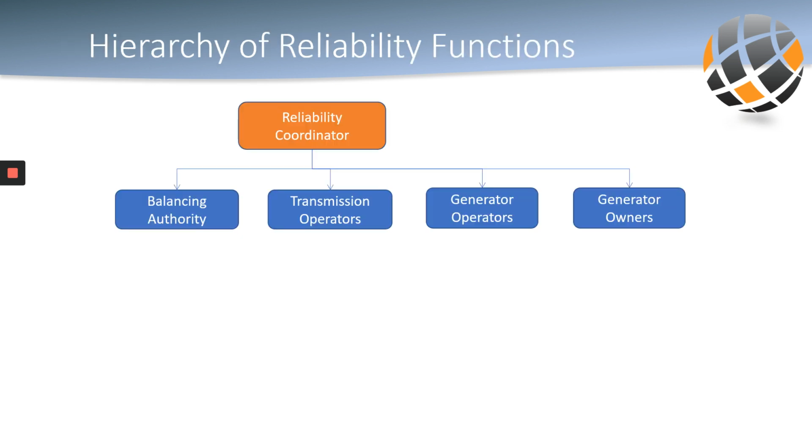There's a clear hierarchy of reliability functions that entities perform. We have a substantial number of generator owners and operators for all the various generation plants within scope of NERC. There are fewer entities that serve the functions of reliability coordinator and balancing authority, which have broader oversight and authority over their respective areas to maintain BES reliability.